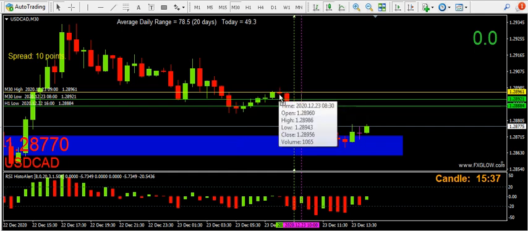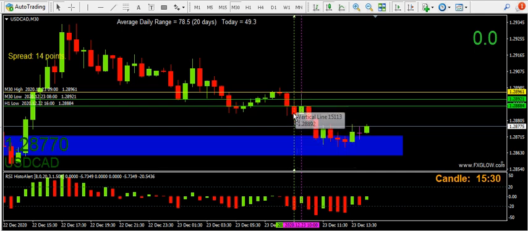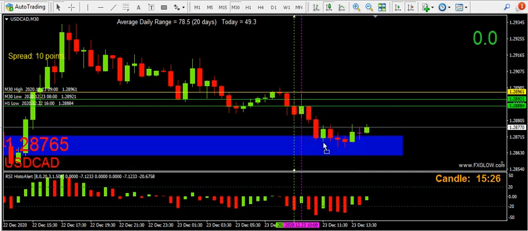Swing 1, 2, 3. This is the pullback, 4. This is your continuation. Okay, what I talked about in the private message was the London Open games.